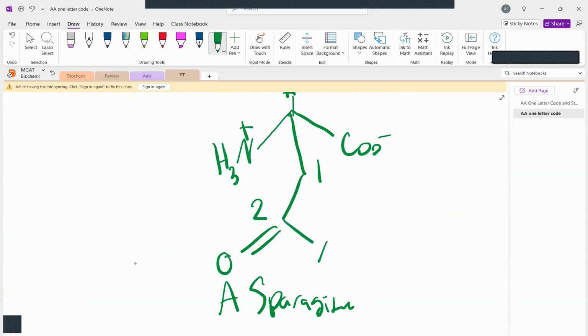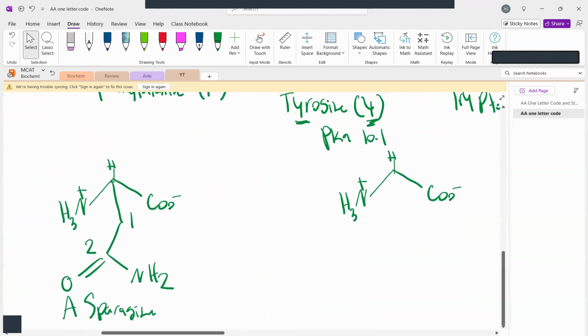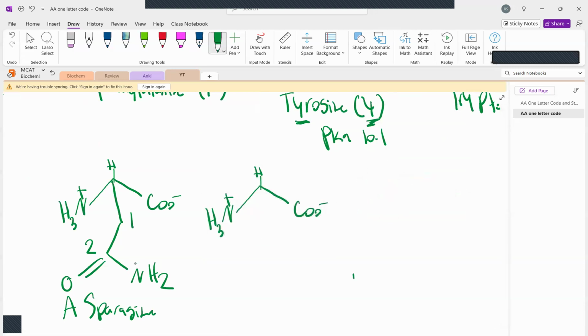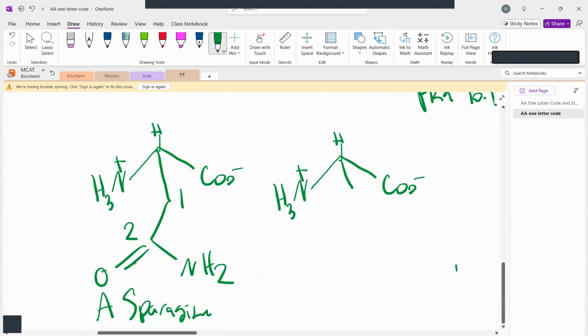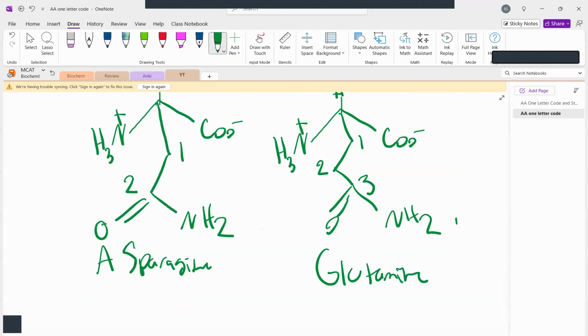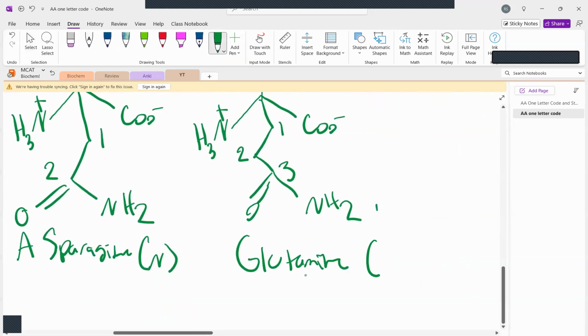And this is what it looks like. And then you'll have its twin or older brother because it has more carbons. One, two, three. It's had more lives, I guess. One, two, three, oxygen. And then this is glutamine, which is a neurotransmitter, which you will hear a lot about in the psych section. Asparagine has N, and glutamine is Q.